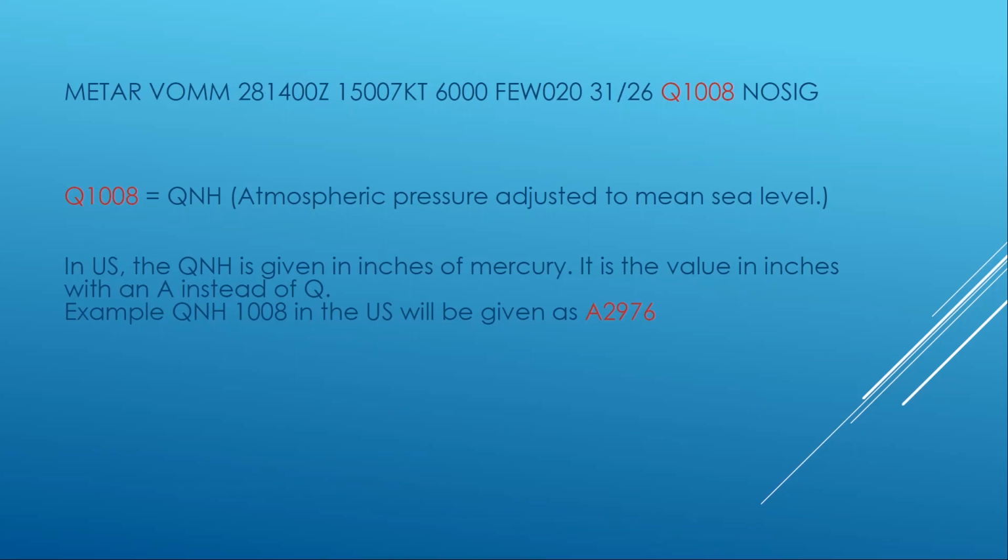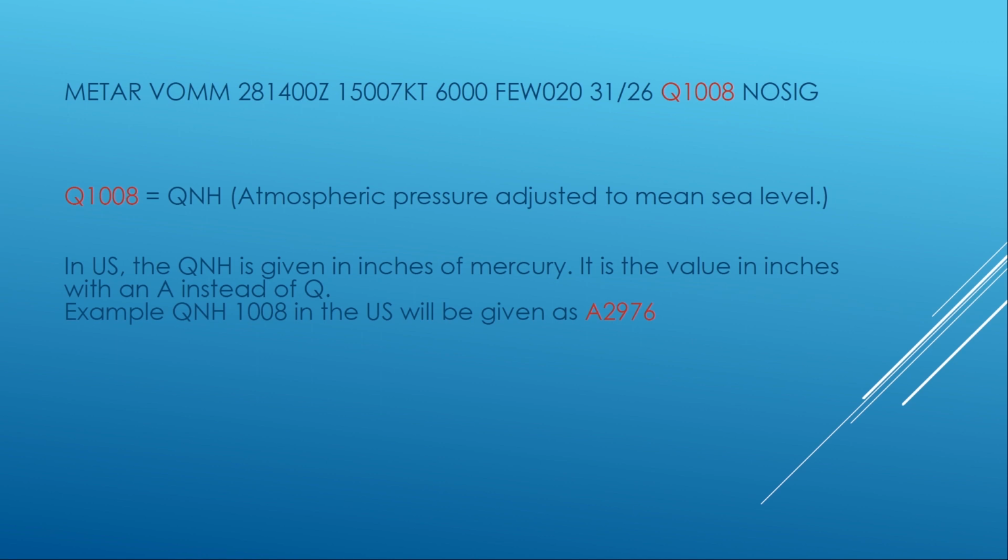Next up, we have one of the most important pieces of information in a METAR, which is the QNH, or the pressure setting. Now QNH is nothing but atmospheric pressure adjusted to mean sea level, and QNH is always given in hectopascals or millibars, both are the same thing. However, in the US, QNH is not given in hectopascals, but it is reported in inches of mercury. And basically, the inches of mercury is replaced with an A instead of a Q.